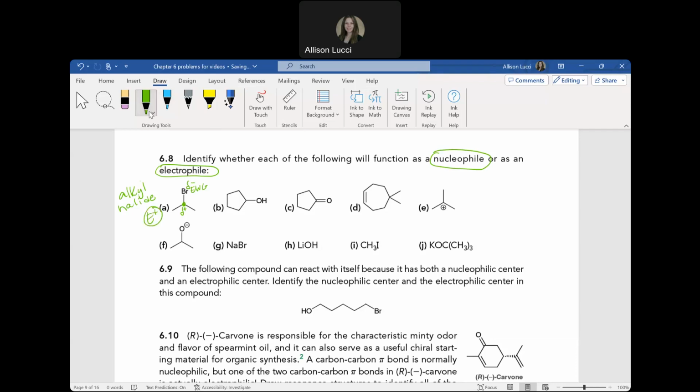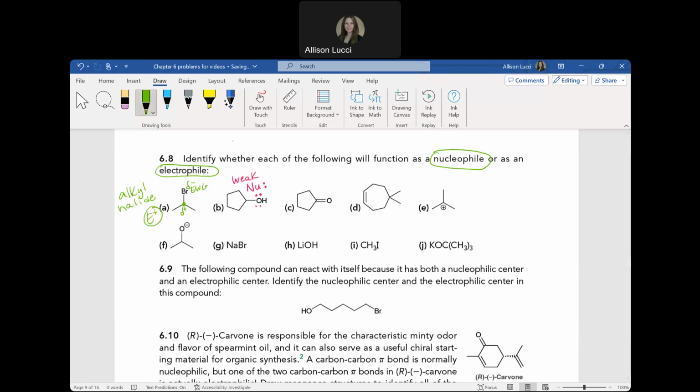Let's look at compound B here. In compound B, our focus should be on this functional group, this alcohol functional group, this OH hydroxyl group. And the lone pairs on the OH group can function as a weak nucleophile. So this would be a nucleophilic site, a nucleophilic center. So this answer would give us a nucleophile.